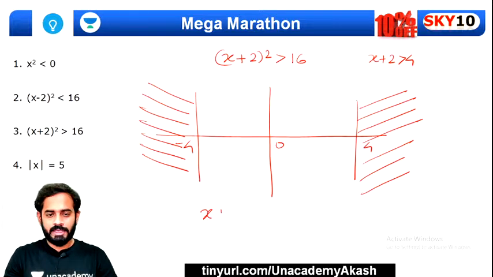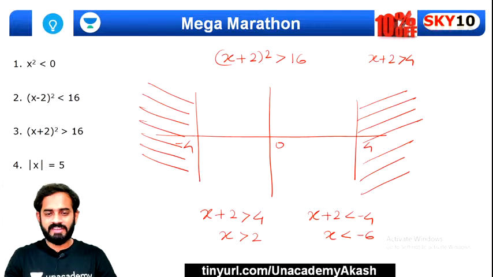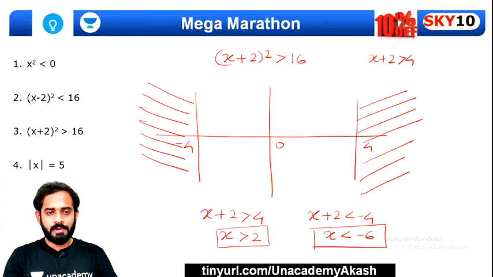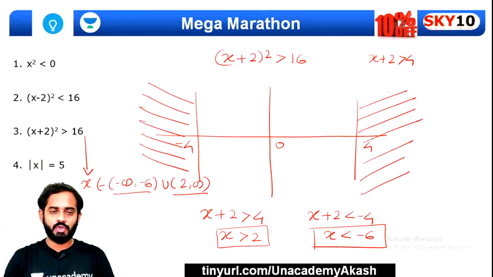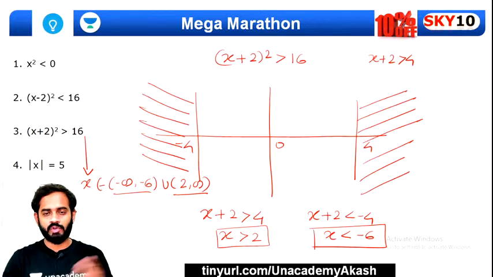One is x plus 2 is greater than 4 and the other is x plus 2 is less than minus 4. So x is greater than 2, x is less than minus 6. Very simple. So for this third one, what will you get? x belongs to minus infinity to minus 6 union 2 to infinity. Okay, very simple. I hope there is no doubt, guys. So we have solved this third question also.